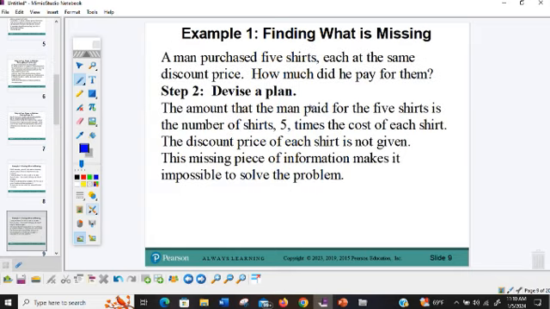So step two, we want to devise a plan. But our problem is we don't know how much he paid for each shirt. We are missing the cost of each shirt. And without this information, we can't solve the problem.